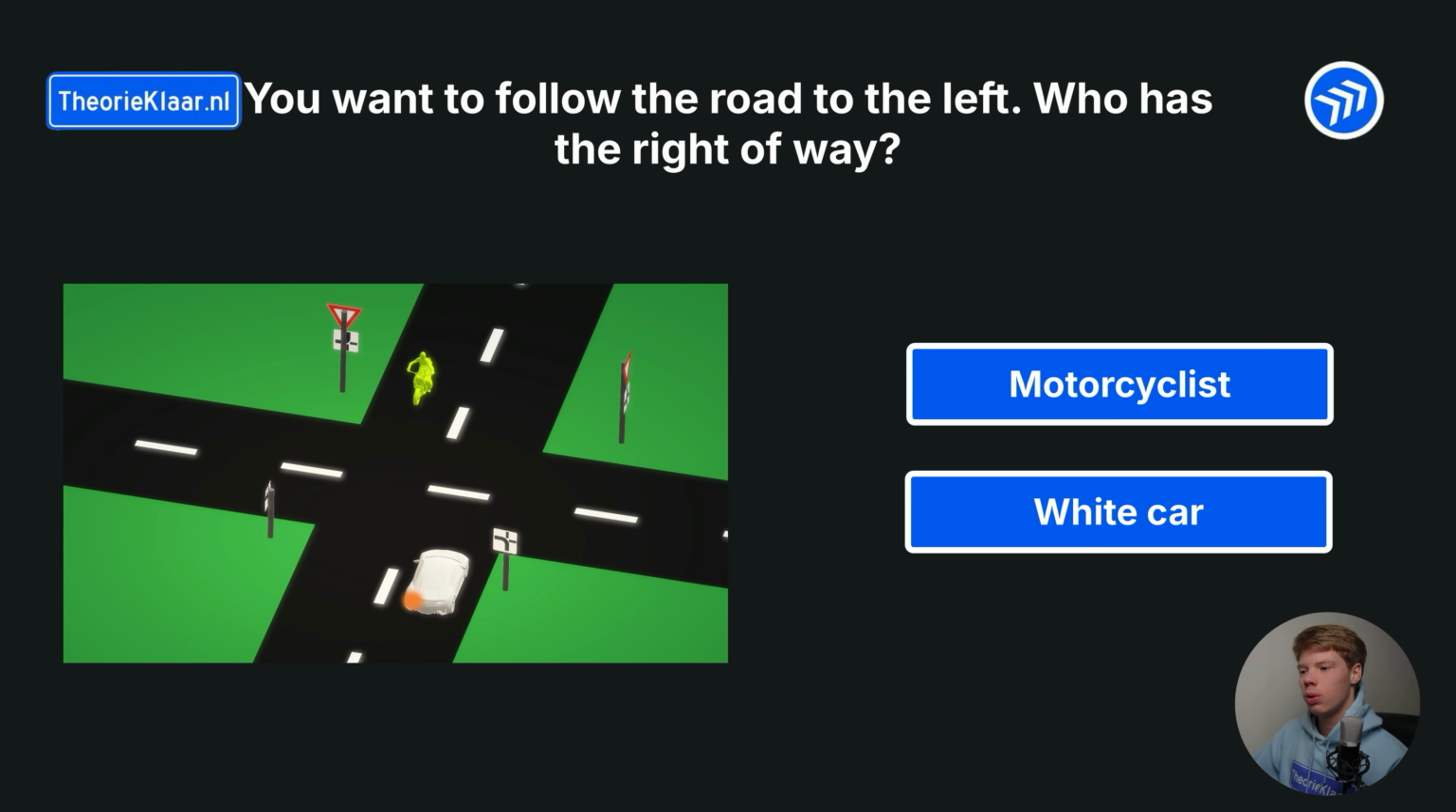You want to follow the road to the left. Who has the right of way? So who goes first? Is that the motorcyclist or the white car? Then the right answer is the white car.